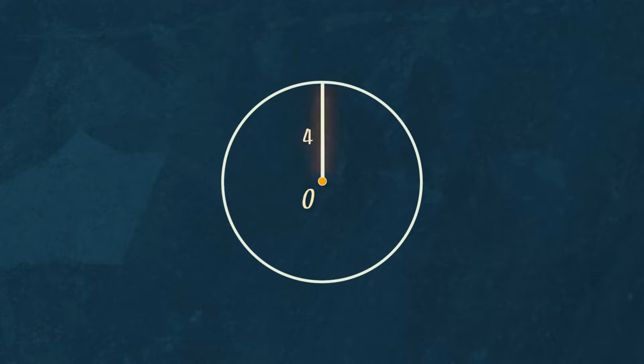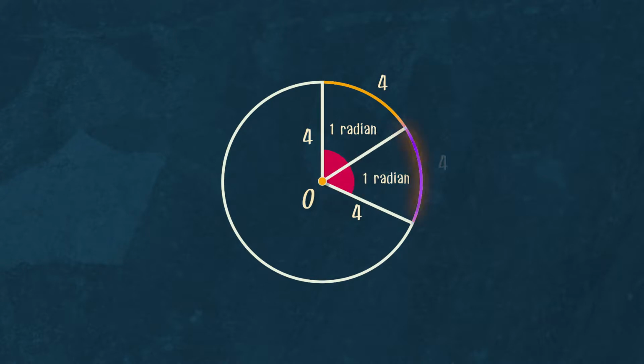If we have a circle with a radius of 4 units, and this angle is 1 radian, this arc will be 4 units long. If we add another angle of 1 radian, this arc will also be 4 units. Adding the 2 arcs together will give us an arc that is 8 units long. The angle subtended by this combined arc is 2 radians.